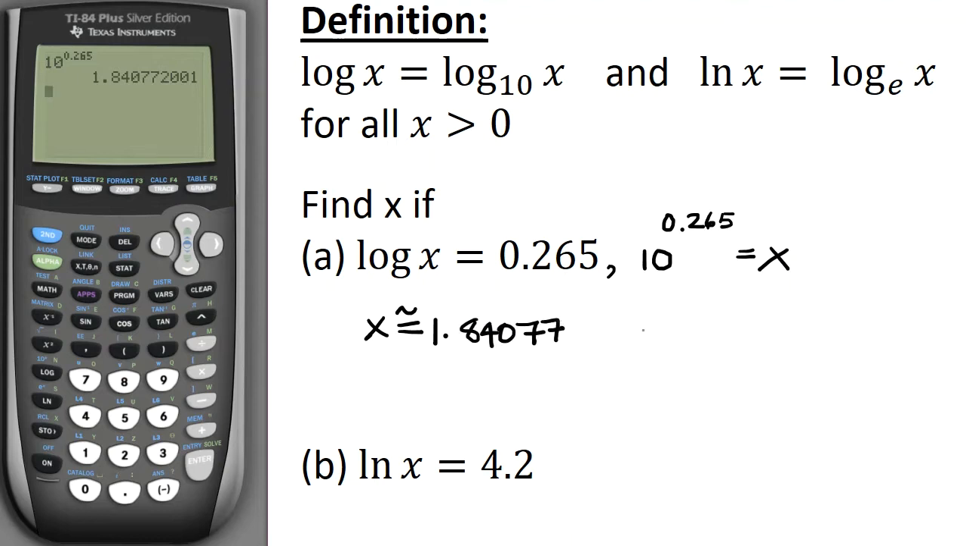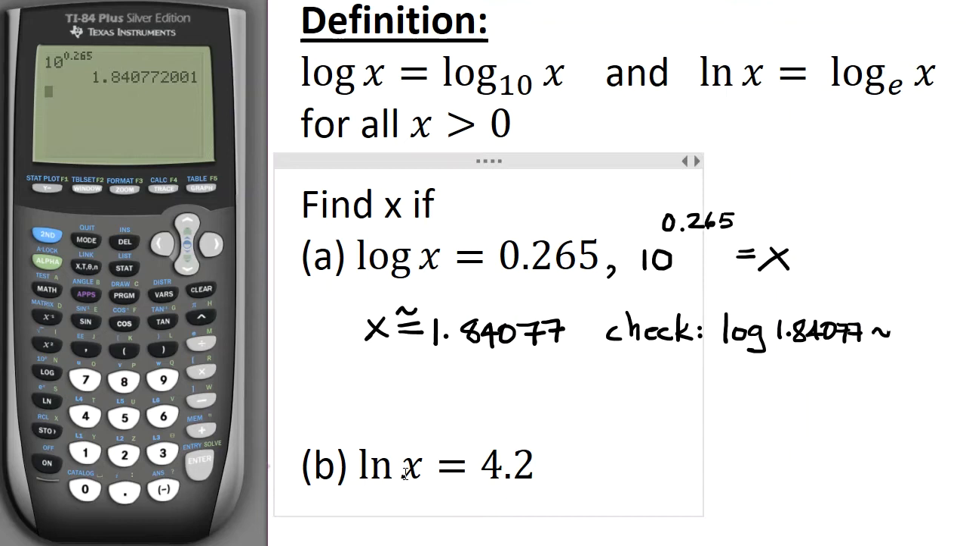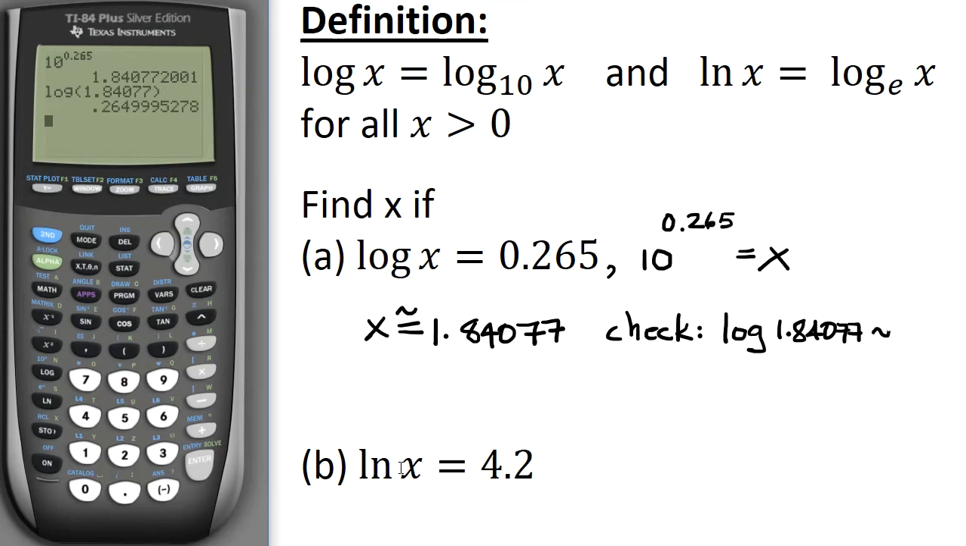And now I want to check it. I'm going to put it in the calculator, and I'm going to check. In fact, I'm going to use the log key on the calculator. So I'm going to calculate log 1.84077, and I expect to get pretty close to 0.265. Let's see what that is. So here's the log key, and 1.84077. And that gives me pretty darn close to 0.265. It's not exact. Obviously, the more decimal places I have, the closer I'll get to 0.265. And that's my first problem.